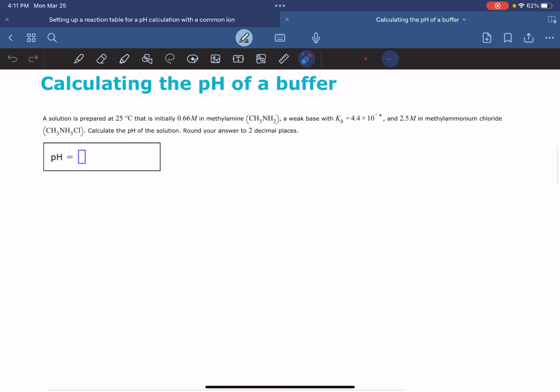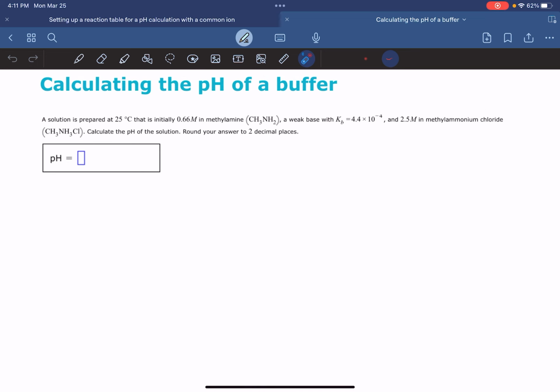So first things first, let's make note of a couple of things here. We're pretty okay with the idea that this is a base because it tells you it's a base with a Kb of 4.4 times 10 to the negative 4. Then they say you have 2.5 molar of methylammonium chloride, and they give you this formula right here. I just want to point out that this is really an acid. Remember, the positive side of a salt is the acid portion, and the negative side is the base portion. But this is Cl minus, which is the conjugate of a strong acid. This is a pathetic base. It doesn't do anything.